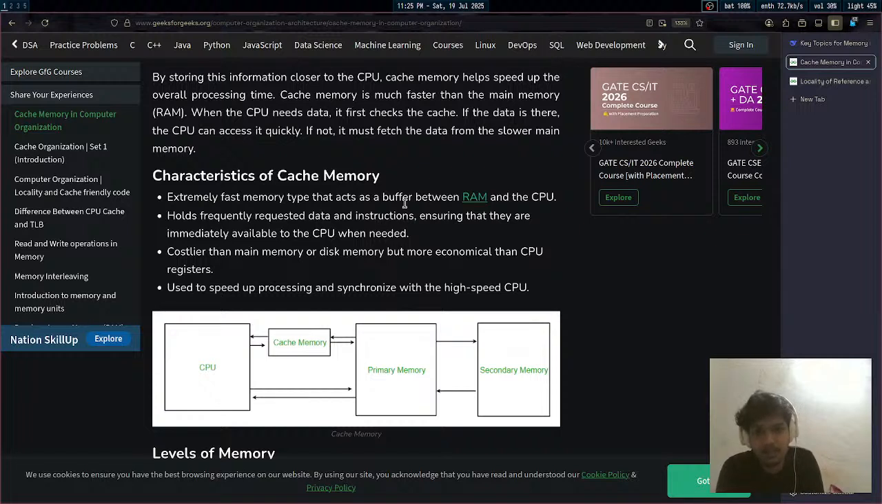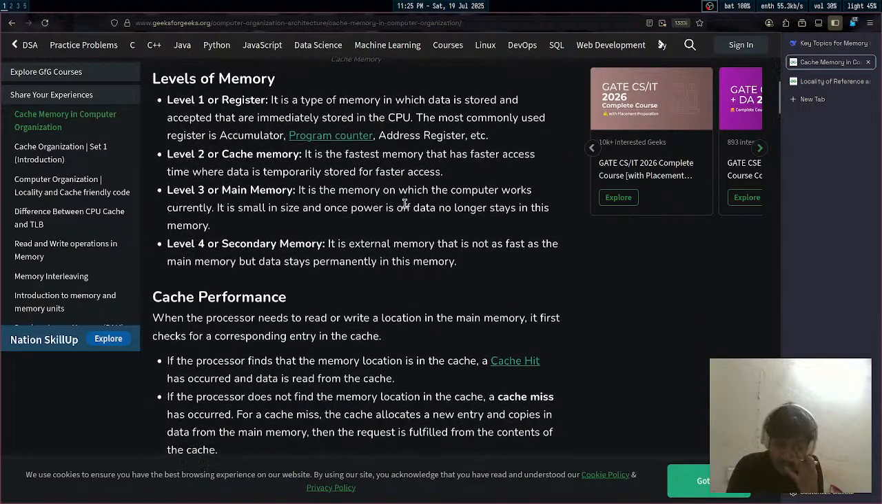Yeah, much faster than main memory. When the CPU needs the data, it first checks in cache. I should add that: the CPU first checks in cache. It is an extremely fast memory type that acts as a buffer between RAM and CPU, holds frequently used data, and is costlier than main memory. Yeah, this is just repeating itself.